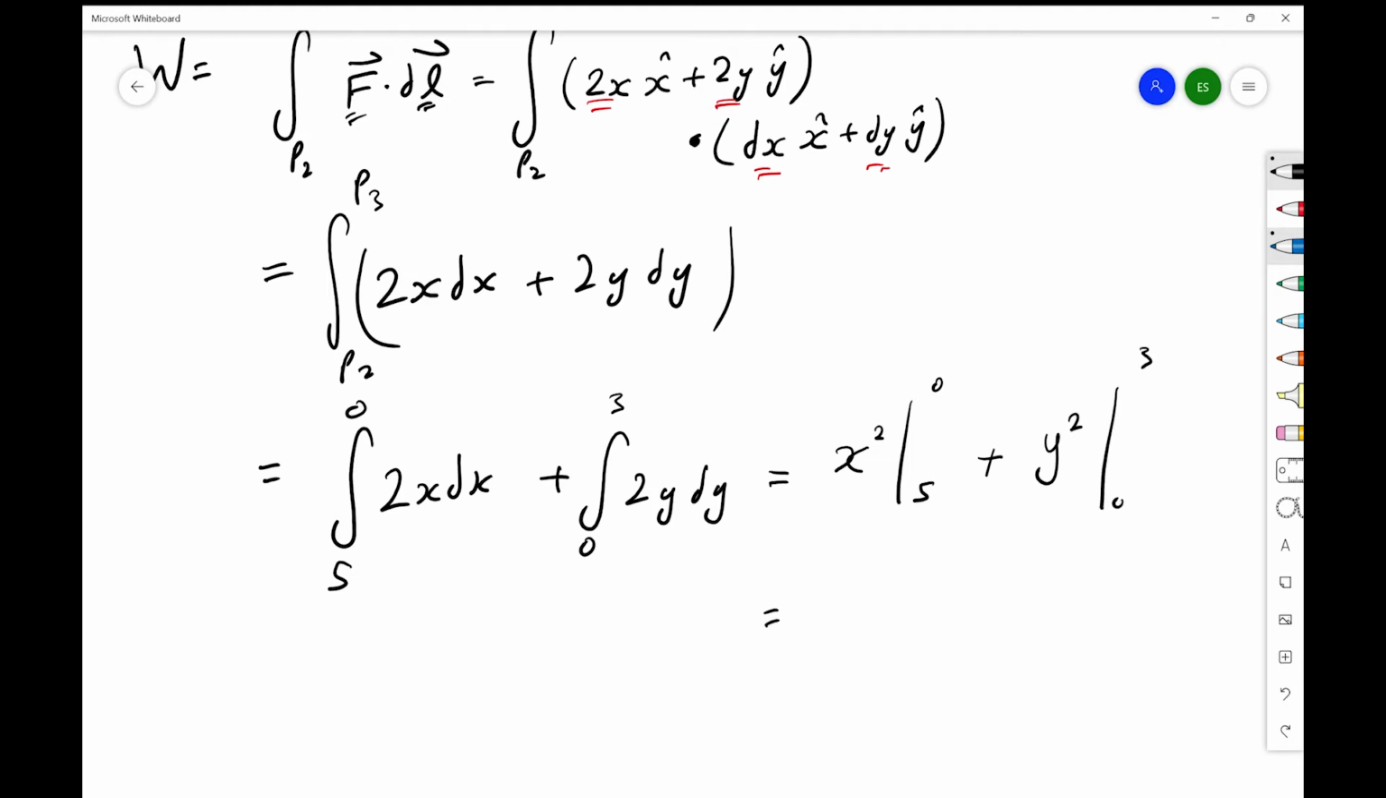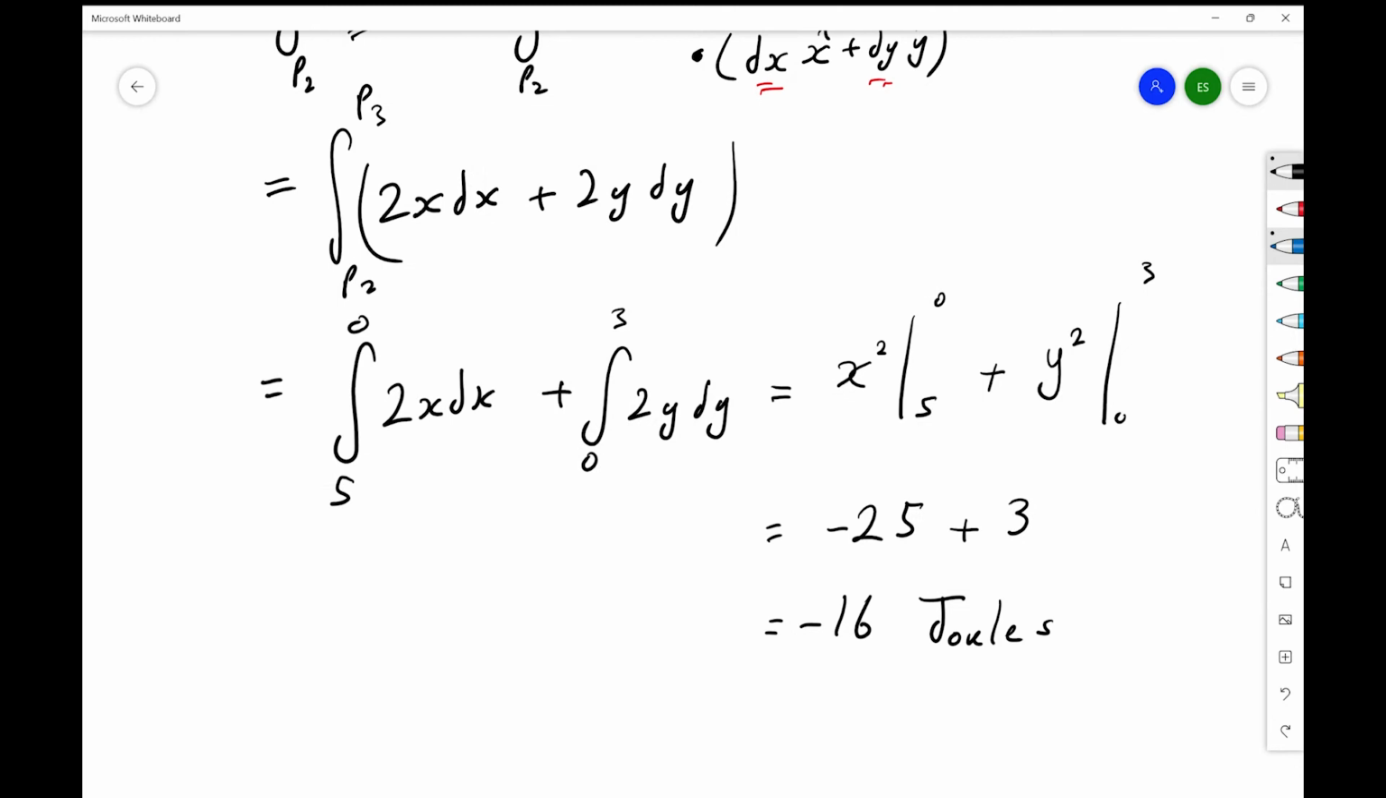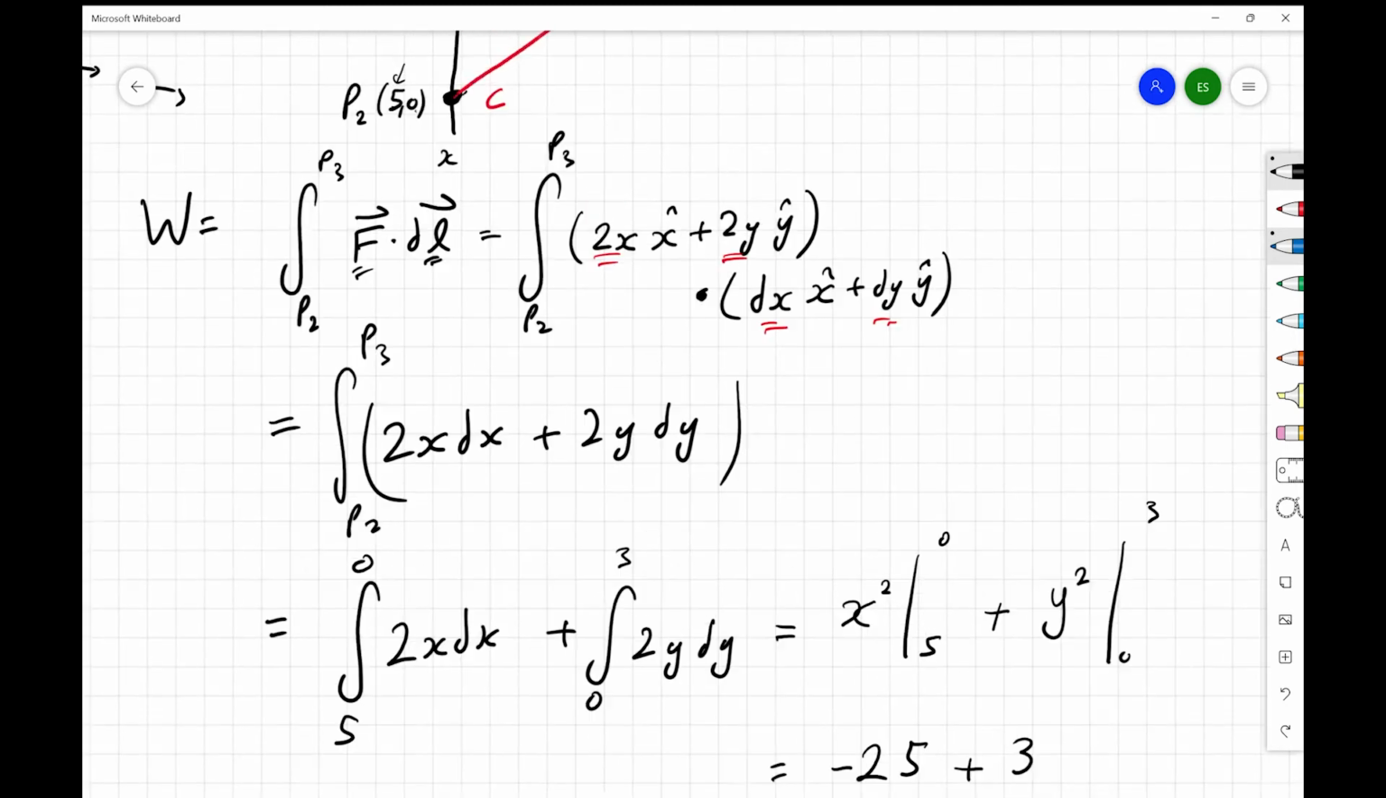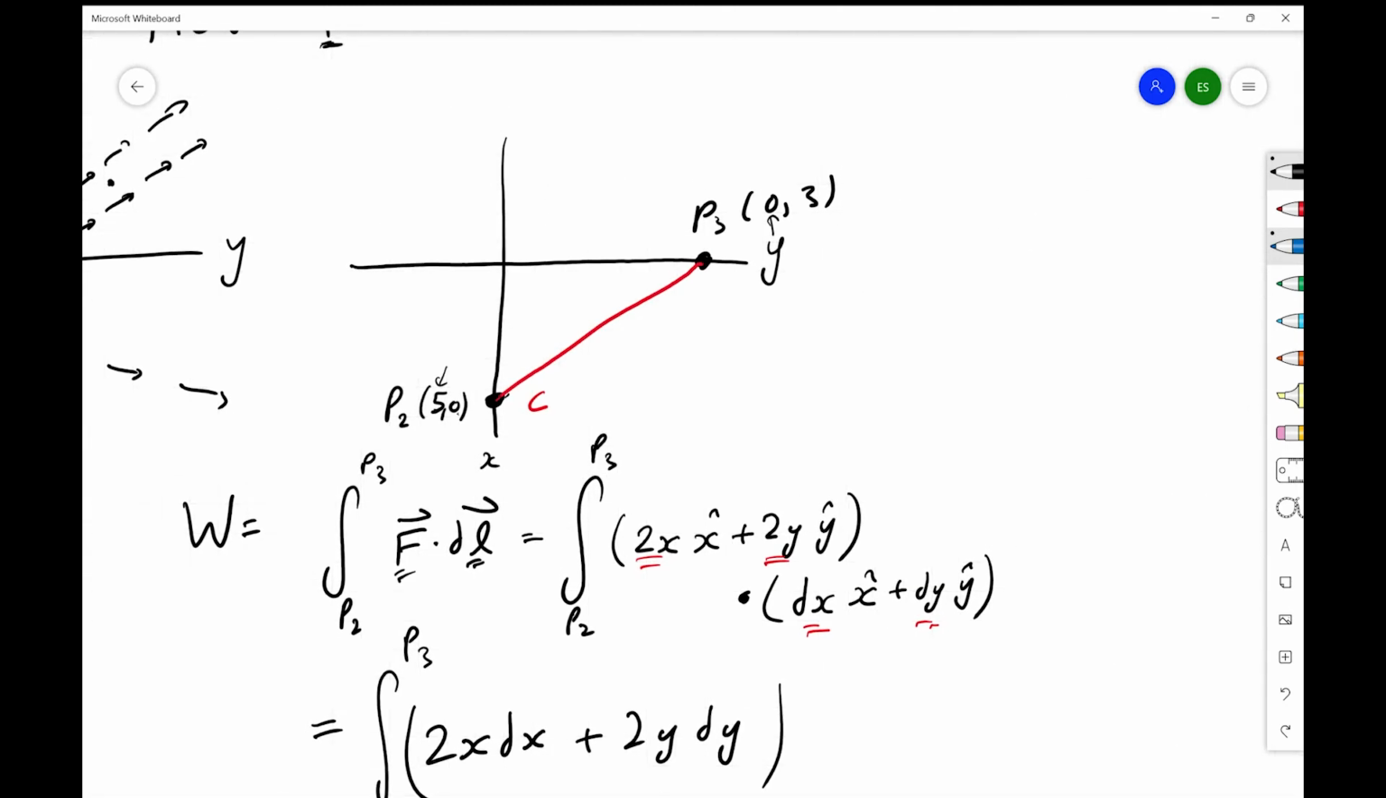So this is going to be 0 squared minus 5 squared. It's going to be minus 25 plus 3 squared plus 0 squared plus 3. So this is going to be minus 16 joules. Okay, so this is the work done going through this path here.